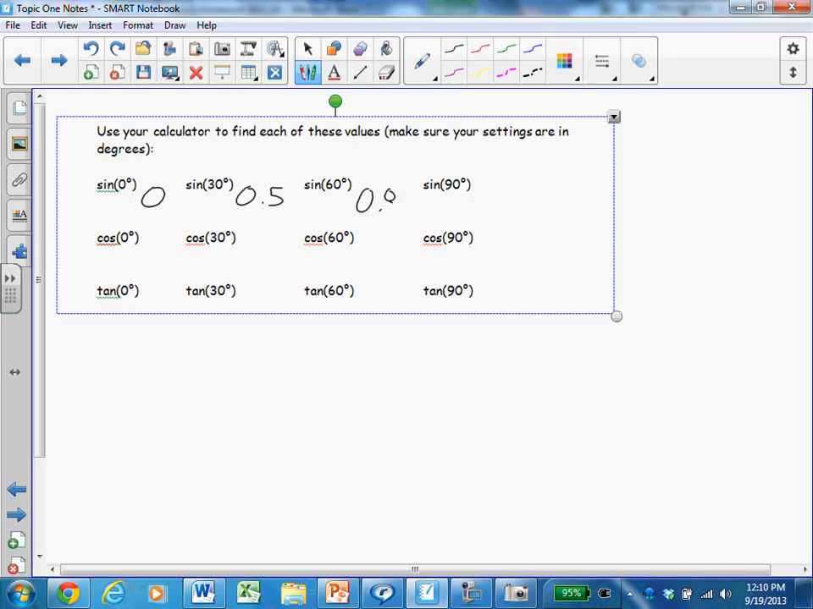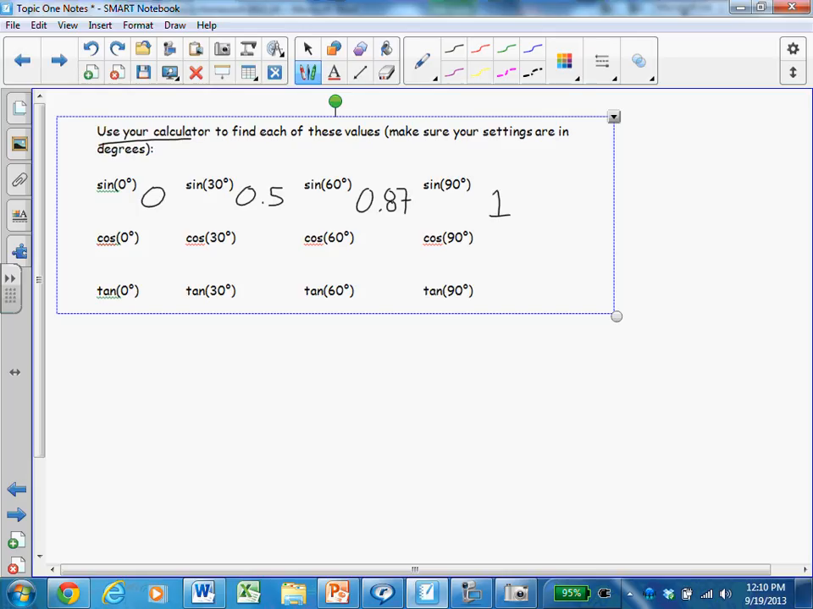Yes. Yeah, that's fine. Although it does say use your calculator, but that's fine. Whatever. Sine of 90. In this case, your opposite side is your hypotenuse, right? Well, if you did it differently, that's fine.